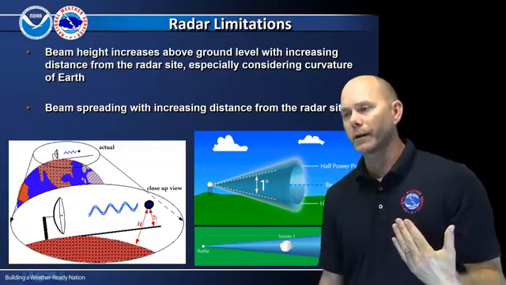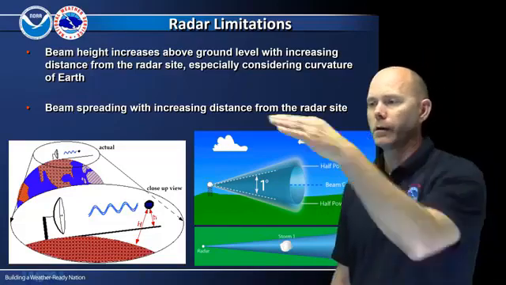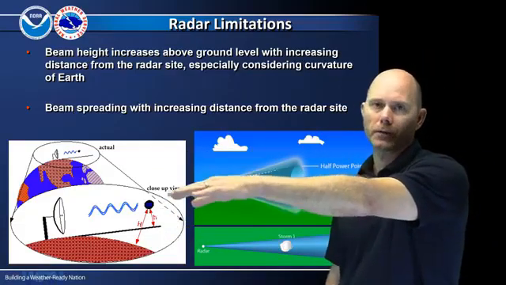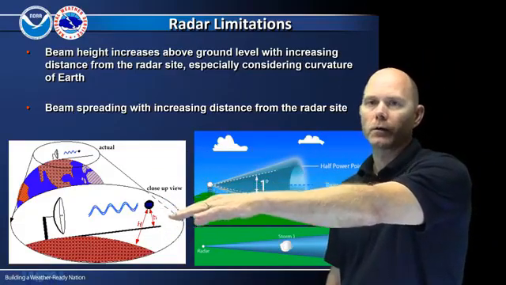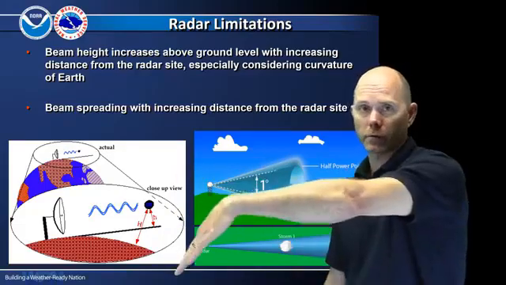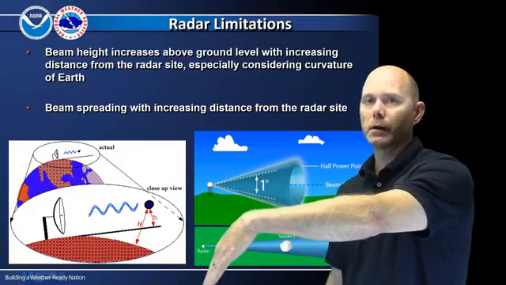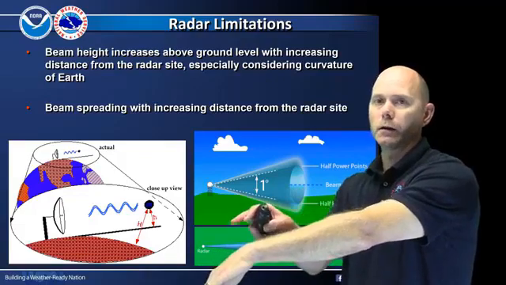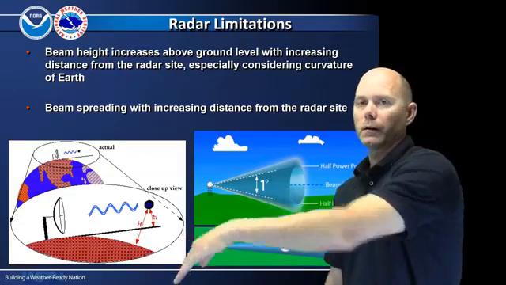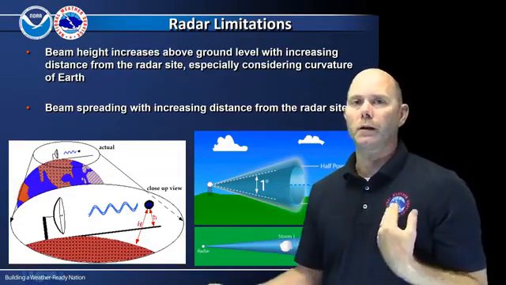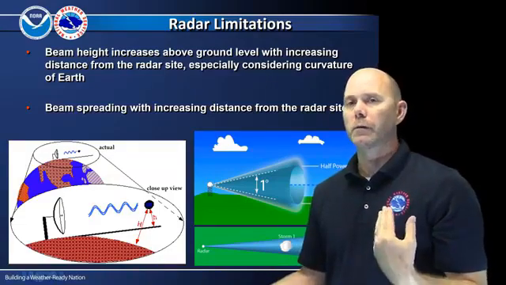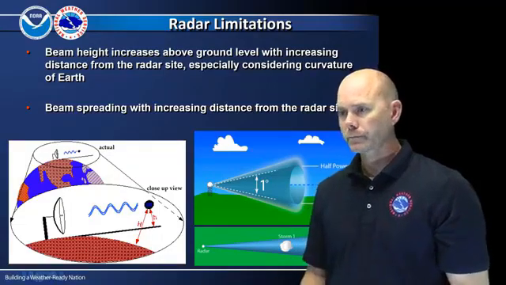And also another thing that impacts that is the curvature of the Earth. Because when you're dealing with 100 and 150 miles, the surface of the Earth curves, so that beam is going to be pulling away from that curvature plane as it goes, which is also going to increase the height above the ground as you get further out.